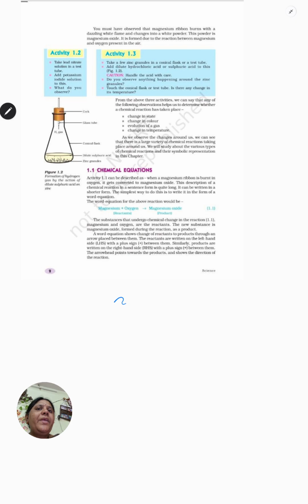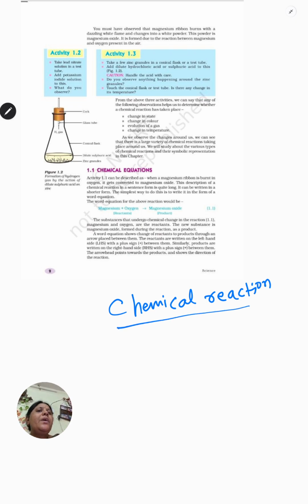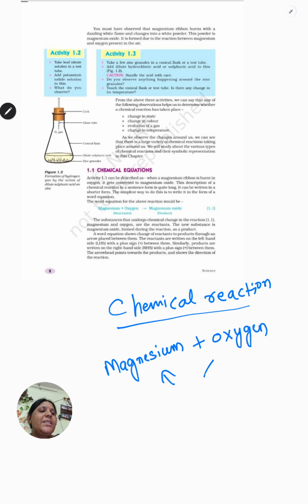So here, whenever you observe any chemical reaction, how to represent the reaction is very important. You can represent a chemical reaction using a word equation, and we can also do a symbolic representation. So what is a word equation? For example, in our first activity we took magnesium ribbon. Magnesium is one of the inputs, and it reacts with oxygen, and these two are known as reactants.